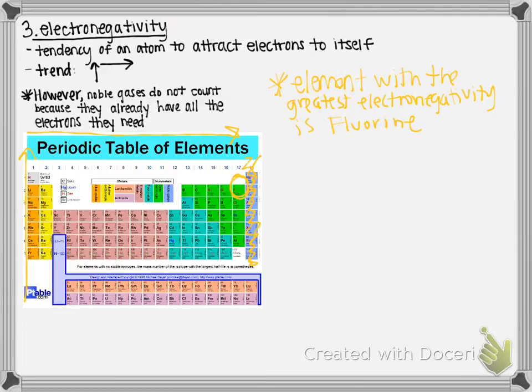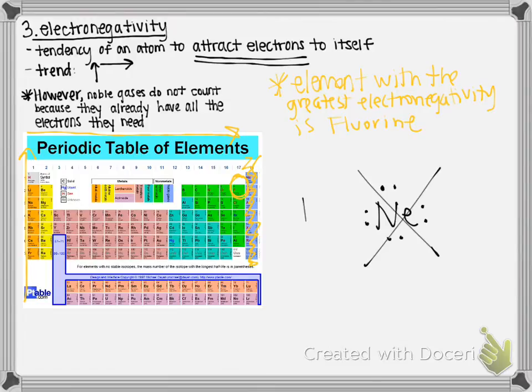And so the reason is, like I said, if you had a noble gas, if you had neon, neon has 8 valence electrons, because it is in column 8A, and so it is not electronegative because it does not want to attract electrons to itself. It already has everything it needs. So it is not electronegative.